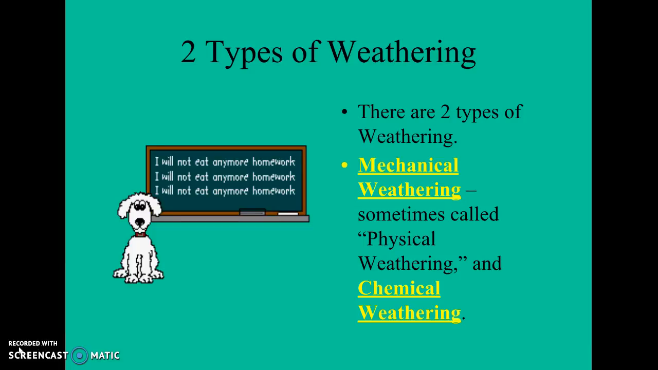So again, there are two types of weathering: mechanical, and you'll hear me say it, sometimes I'll call mechanical physical. The SOL, it's either going to say physical or mechanical. You just need to know it's the same exact thing, okay? Chemical weathering, on the other hand, they're going to call it chemical weathering, all right? It's going to break it down.